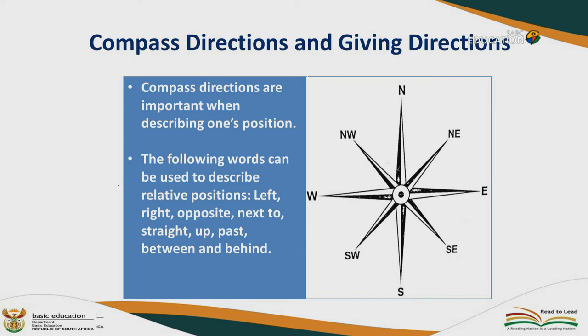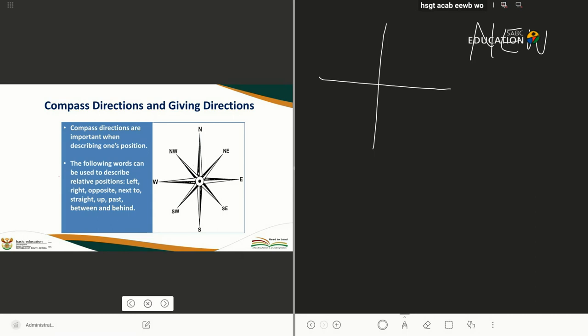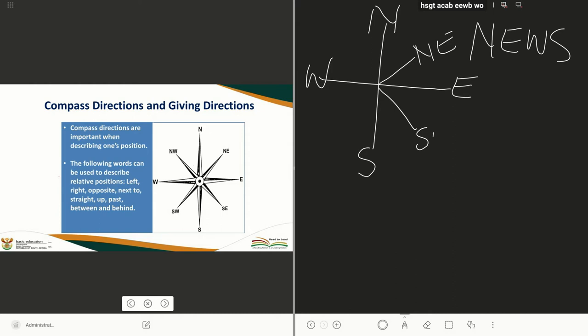So what I normally use to assist my learners, I normally tell them to use the acronym NEWS. This is how you write your NEWS. It is N for north, E, W, and S. So if you've got this, you cannot go wrong. And then you know if this is your north, this is your east, then this is your northeast, and then this becomes your southeast. This is your southwest. And lastly, this becomes your northwest.